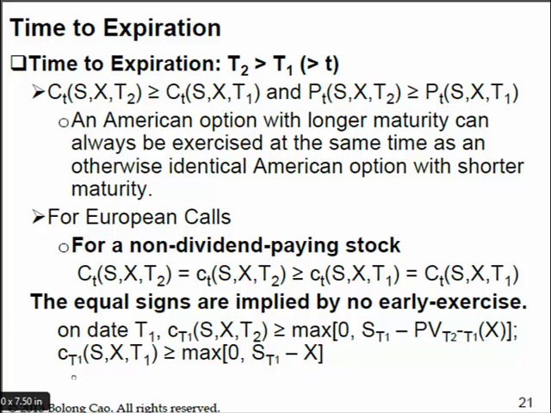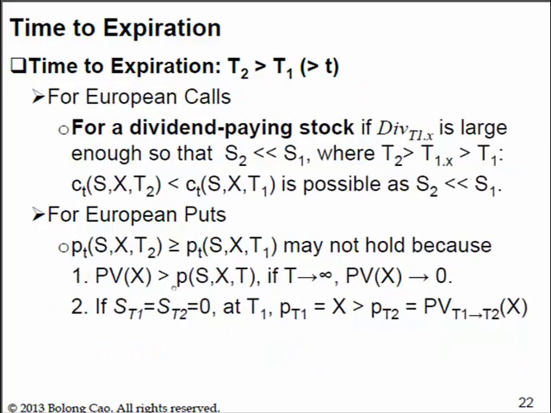Same for American calls, right? If the American call is on a non-dividend paying stock, it has longer maturity, a further away expiration date, it has higher value. Now, the rest will be up to discussion. What if there's dividend paid to the underlying?